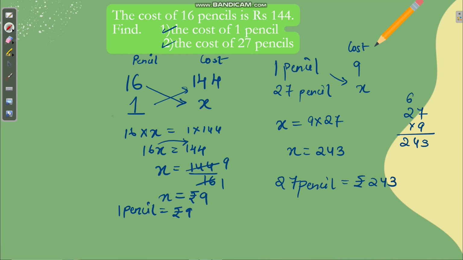So you find the cost of one pencil, and then after that you find the cost of 27 pencils or 50 pencils. Just multiply whatever you get for one pencil. Okay, next question.